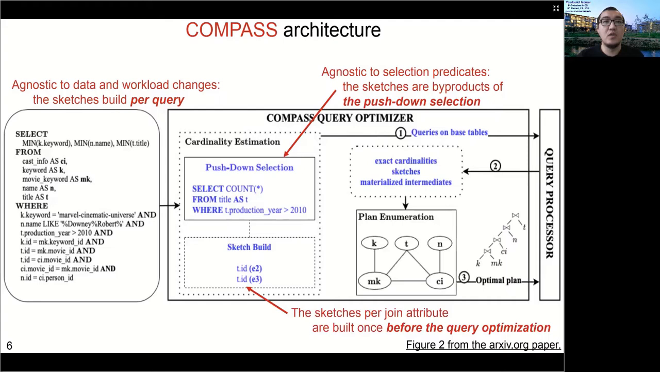Once we build our sketches per join attribute in the plan enumeration phase, Compass starts incrementally composing the sketches in order to estimate any join combination cardinalities. And now we show how the sketches are built, and then we show how they are used in two-way and multi-way join cardinality estimations.